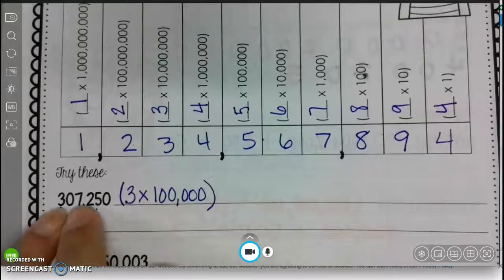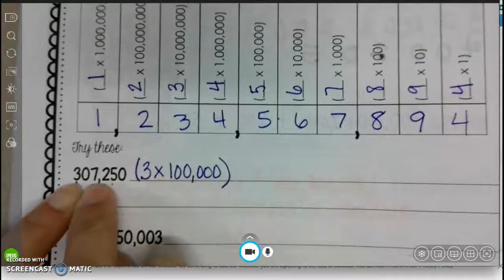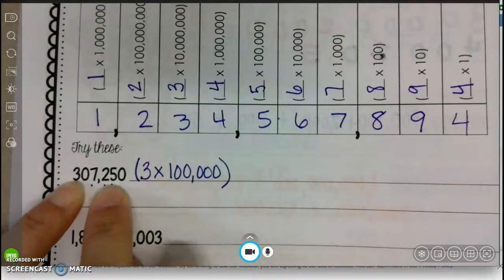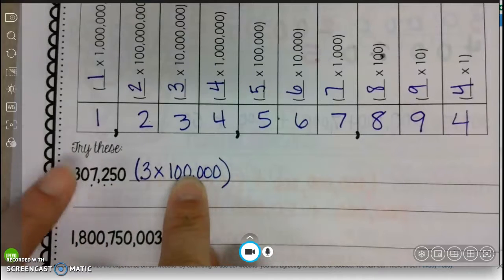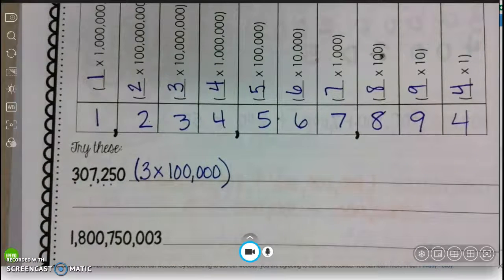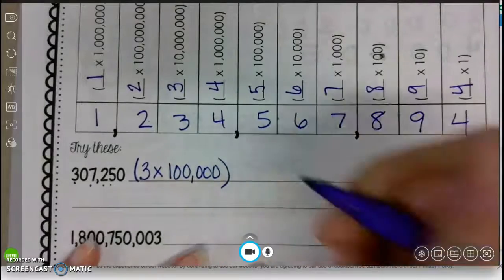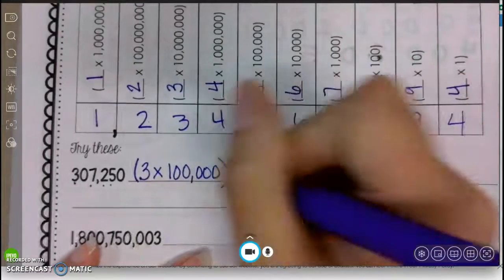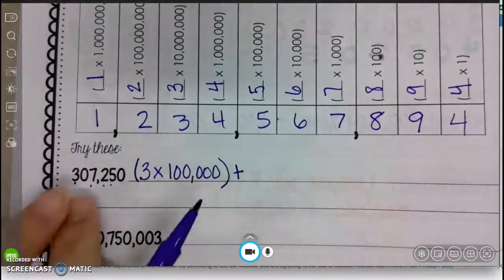All right, so we're going to do expanded notation for 307,250. So we've already started this. The 3 is in the hundred thousands place, so we're going to do 3 times 100,000. What goes in between my parentheses groups? A plus sign. Good. Now my next digit is a 0.